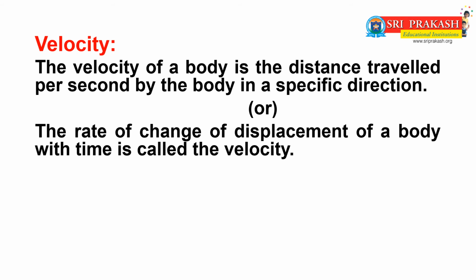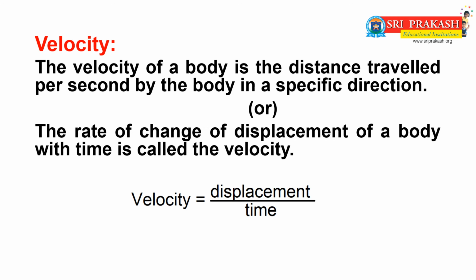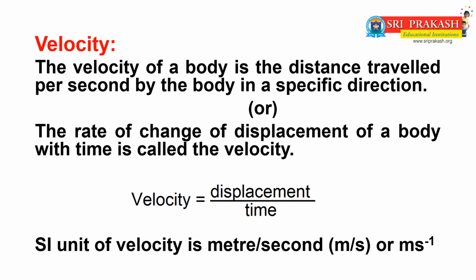The rate of change of displacement of a body with time is called its velocity. Since distance along with the direction we can say displacement, so the definition of velocity can be also written as the change of displacement with time. So the formula for velocity is equal to displacement by time. SI unit of velocity is same as the SI unit of speed, which is meter per second.